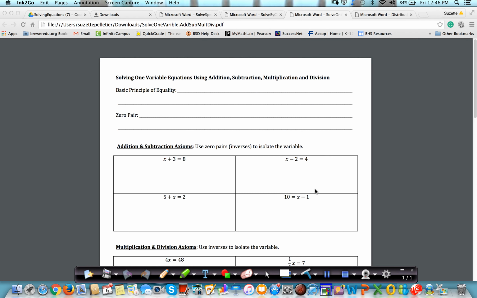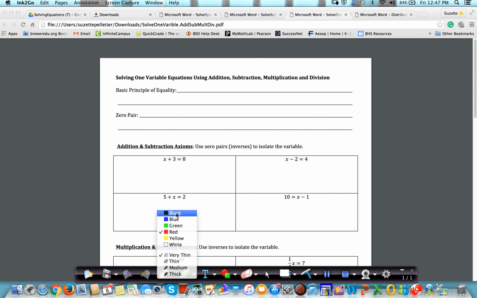Solving one variable equations using addition, subtraction, multiplication, and division. So this is a review of how to solve an equation, just the very, very basics and the concept behind why we do what we do in order to undo an equation and solve for a variable, okay? So we're going to start off first by talking about the basic principle of equality.